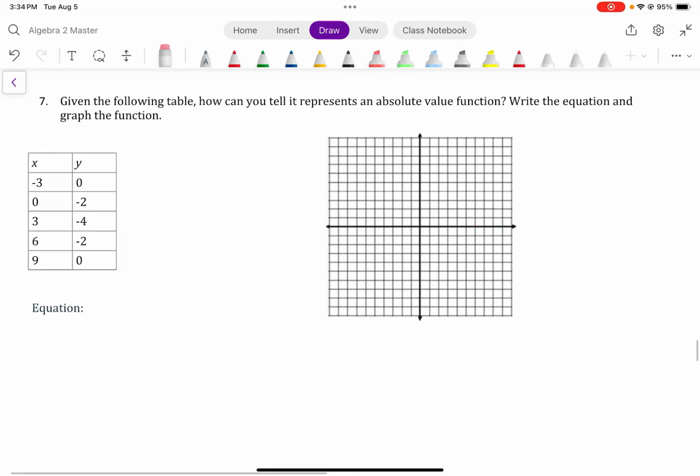It says, given the following table, how can you tell it represents an absolute value function? Write the equation and graph the function. So this is one that is hard to spot immediately, but once you see patterns, it gets a little bit easier to see.